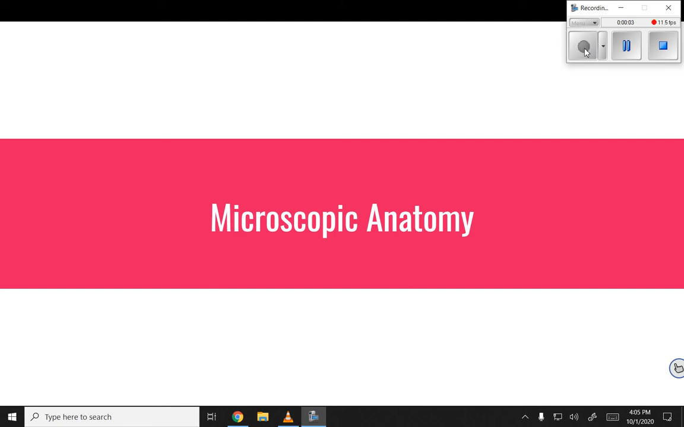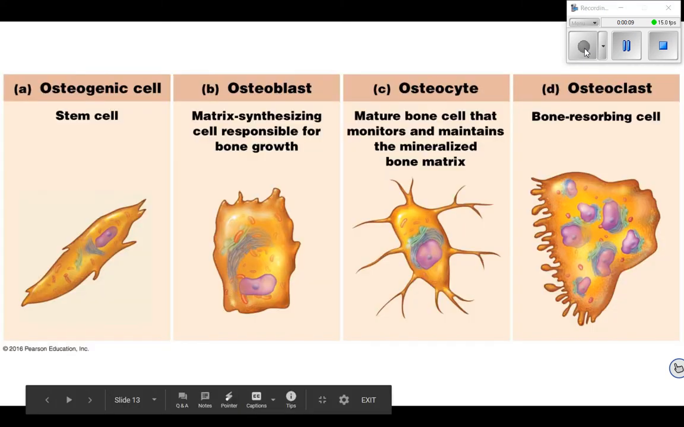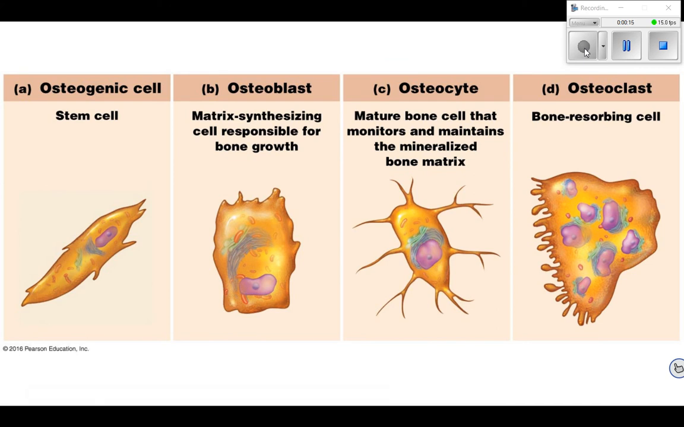Hello! So today we're going to talk about the microscopic structure of bone. If we're going to talk about microscopic structure, first we have to talk about cells, and these are the four main cells that are found in bone tissue. So osteogenic cells, gen, like generation, means forming. These are the cells that do mitosis and make all the other types of bone cells.